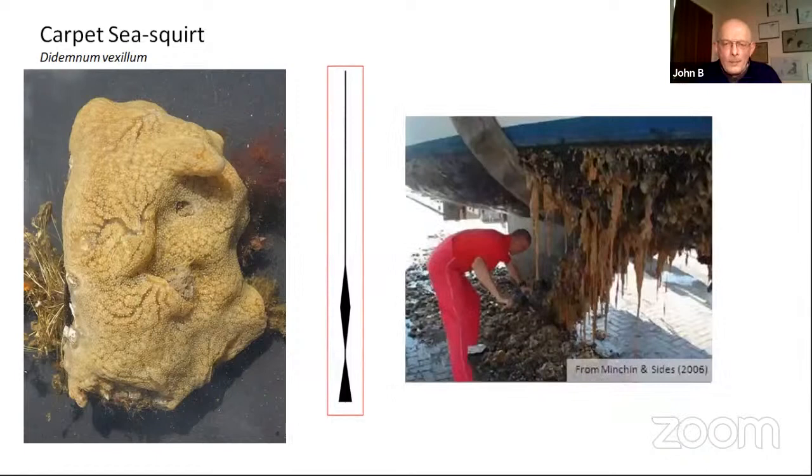So this organism will also foul hulls, and this is a photo in Ireland of didymnum dripping off a yacht hull, and this is again another cause of expense and nuisance as an organism that will grow very vigorously on a yacht hull.